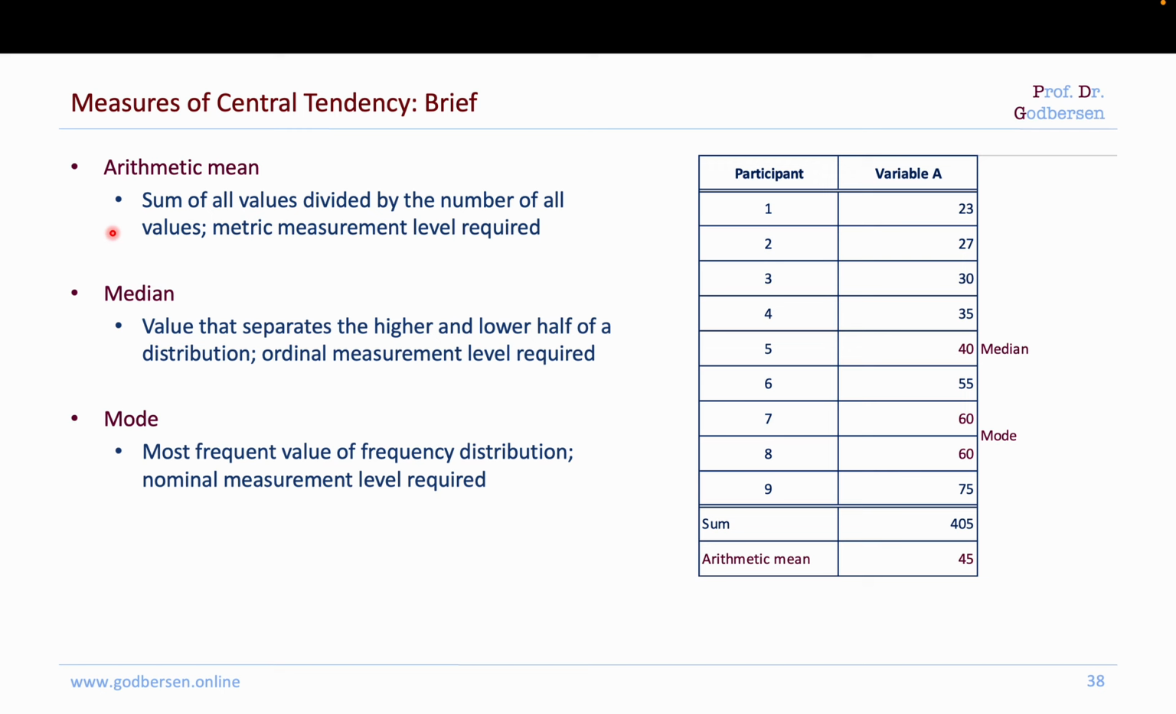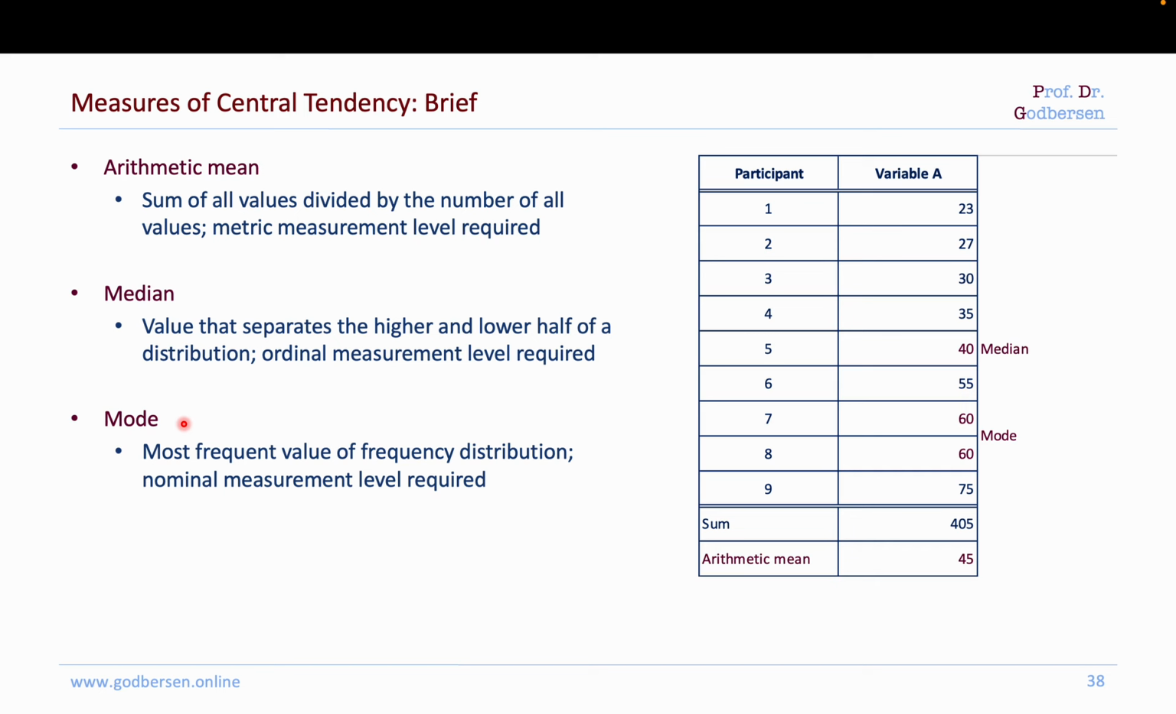The arithmetic mean is the sum of all values divided by the number of all values or by the number of observations. You need, as a set, metric measurement level. The median is the value that separates the higher and the lower half of a distribution. You can do this with a metric scale, but at least an ordinal scale is required. The mode is simply the most frequent value of a distribution, and here you can start with a nominal scale of measurement.